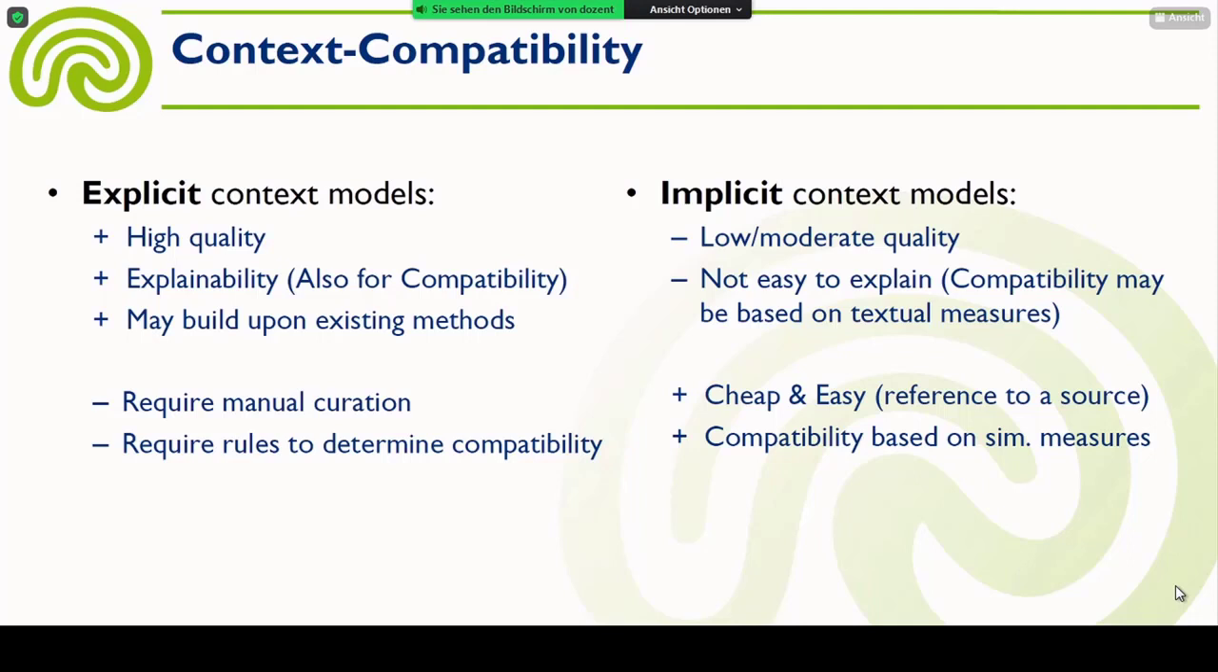Maybe nearly impossible. And for implicit context models, it's cheap and easy to retain them, just a reference to the document and restrict reasoning to document levels. And we could do compatibility by saying something like, okay, let us combine claims from papers who share some authors. Could work, but not in every case. So maybe only a moderate quality and not easy to explain if we think about textual similarity measures.